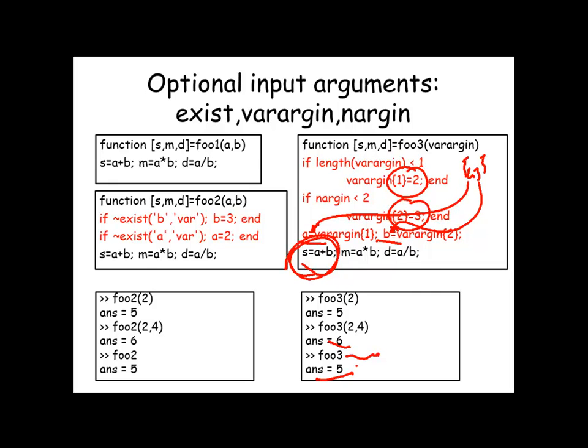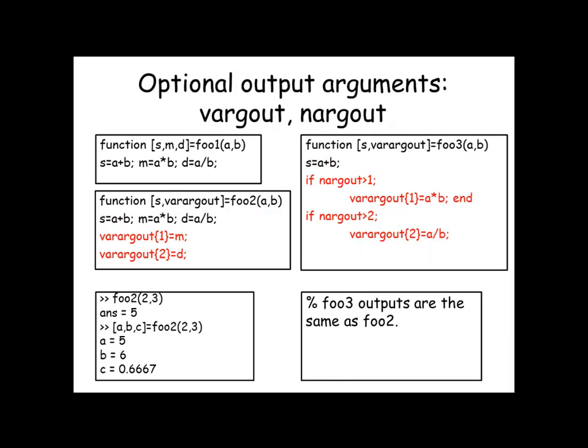If MATLAB has support for variable number of input arguments, does it also have support for variable number of output arguments? The answer is yes. And the special variable names involved are varargout, which stands for variable number of output arguments, and nargout, which is the number of requested output arguments from this function. So here we have the varargout cell array. We store the multiplication in the first element and the division in the second element.